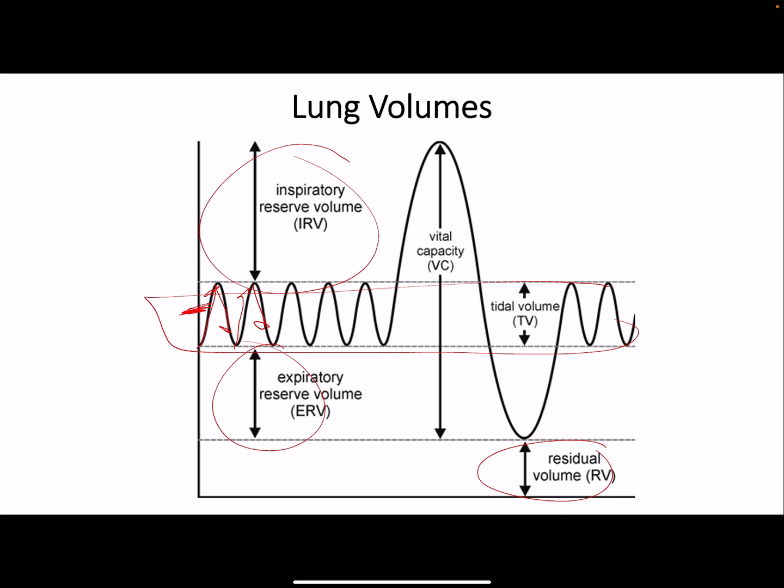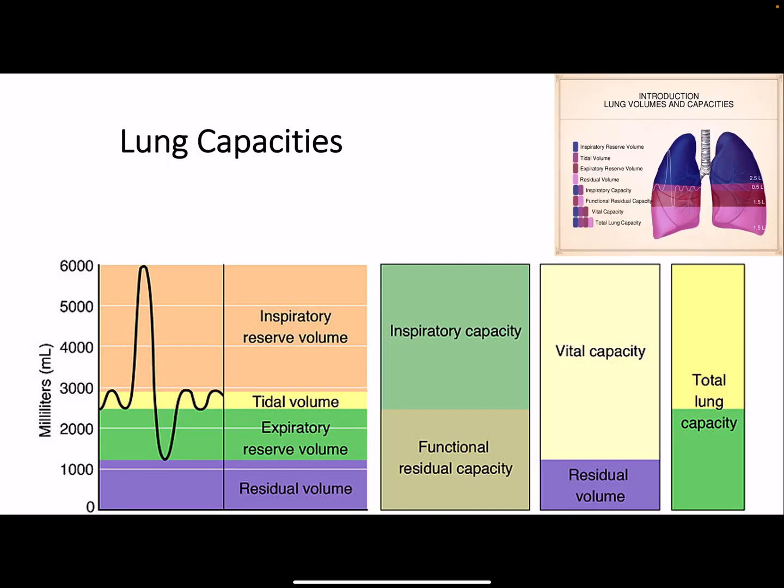Even after I blow off as much air as I possibly can, we still have some air left over in the lungs all the time, largely to prevent collapse. This is the residual volume. So this is everything we just saw: inspiratory reserve volume, expiratory reserve volume, tidal volume, where we're going to normally operate, and then the residual volume.